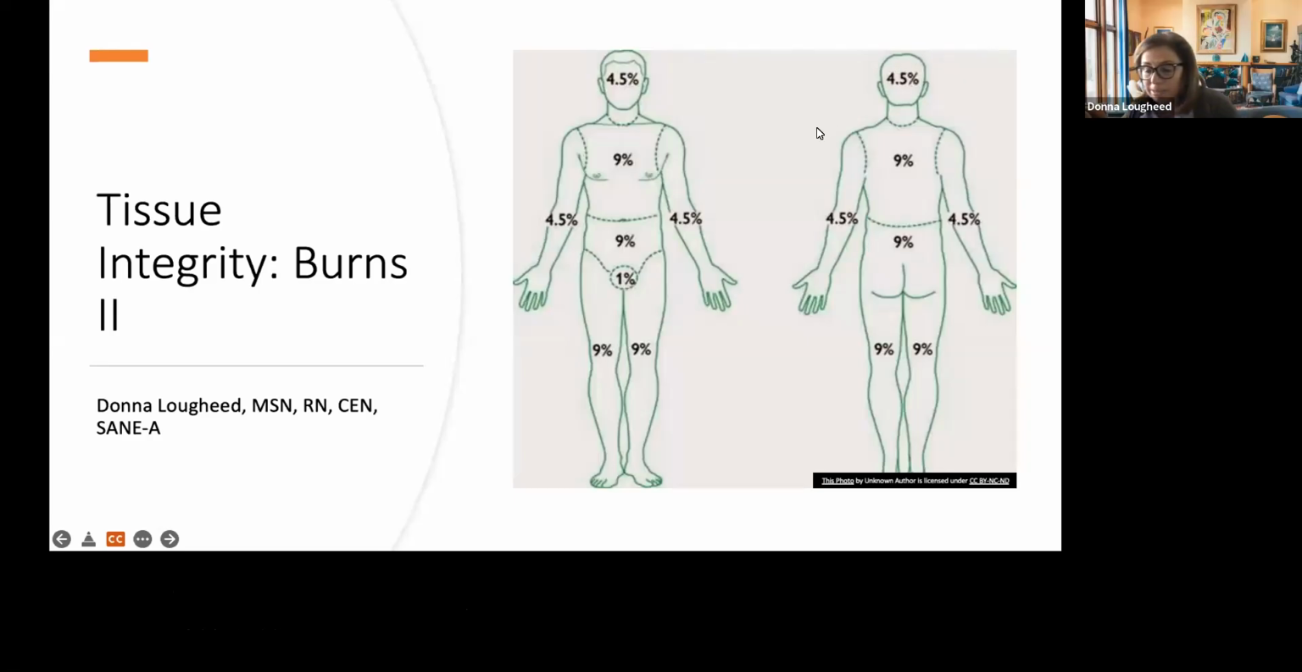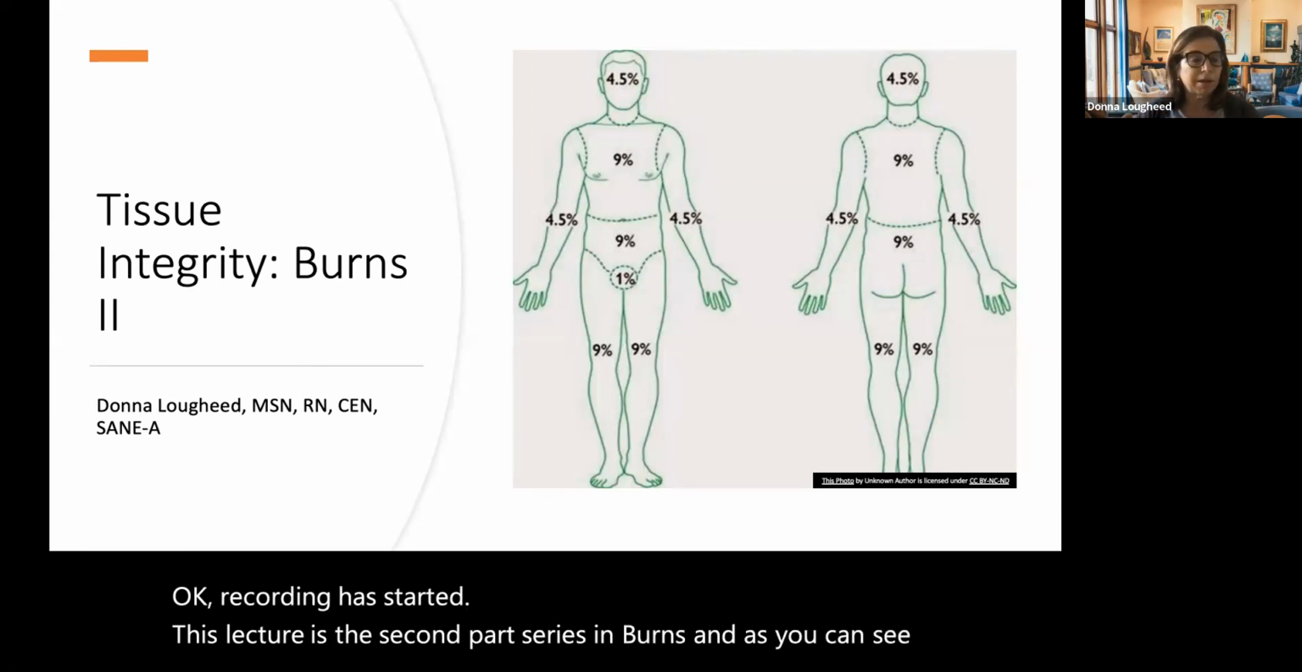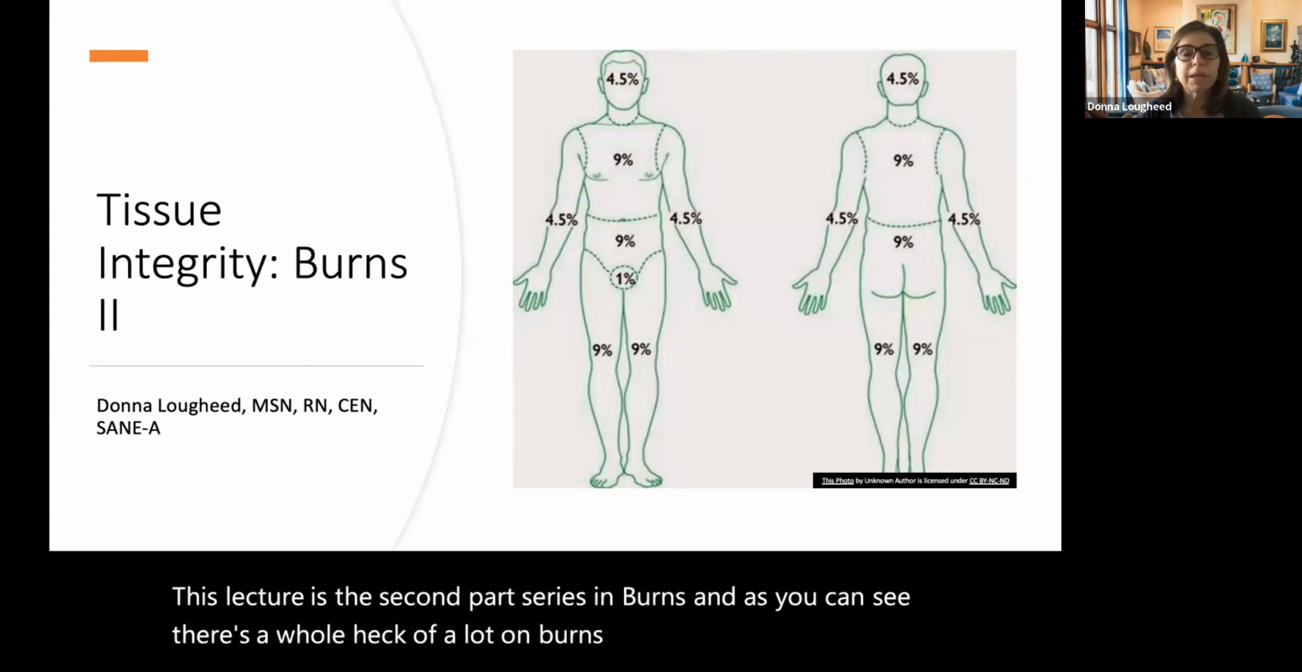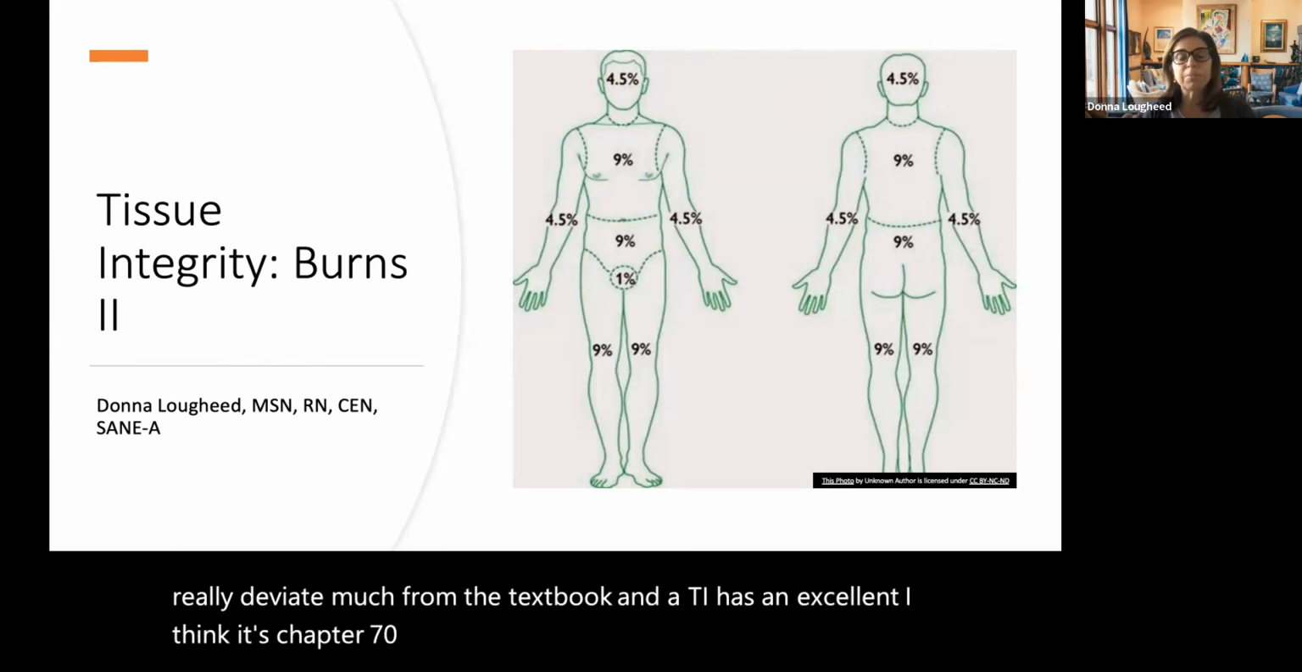Okay, recording has started. This lecture is the second part in the series on burns. As you can see, there's a whole heck of a lot on burns in your textbook. I don't really deviate much from the textbook, and ATI has an excellent presentation, I think it's chapter 75, on burns. So I would suggest that you look at that also.